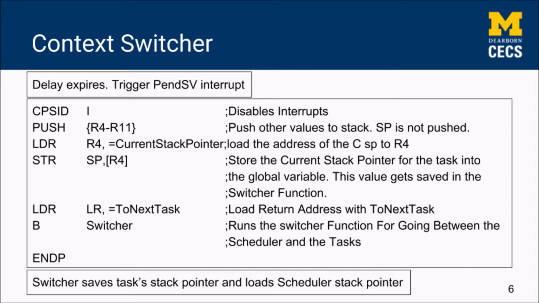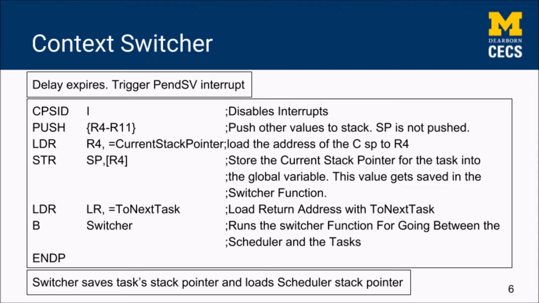This is the assembly code for the first half of pushing the registers onto the stack. As you'll remember, the delay expires and the interrupt triggers. Then we disable interrupts and push that second set of registers onto the stack. We then load our current stack pointer, a value from C, into R4, and store the stack pointer into the global variable so this can be used later. We then load the address of toReturn, which is another subroutine we'll get to later, into the link register, and then we branch to the switcher.